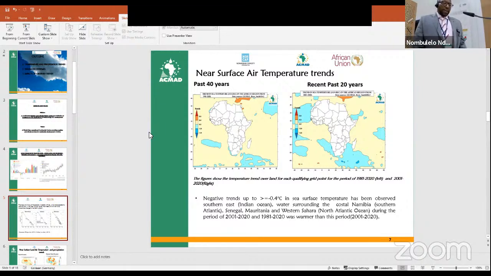This I was talking about land. This is about sea. As you can see also, in the last 40 years, the sea temperature was cold, but not as much as in the past 20 years. And then this plays a crucial role on the weather and the climate we are having over Africa.